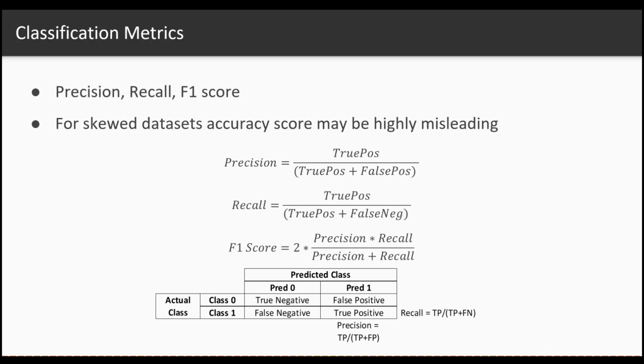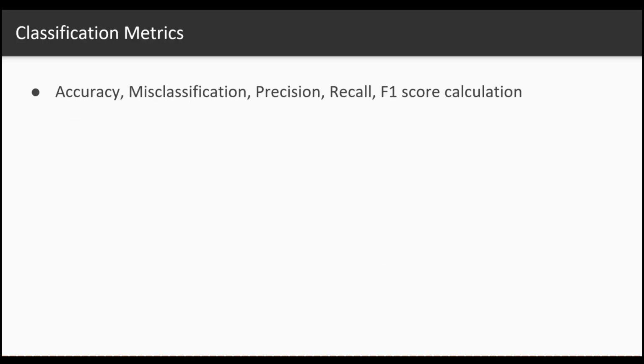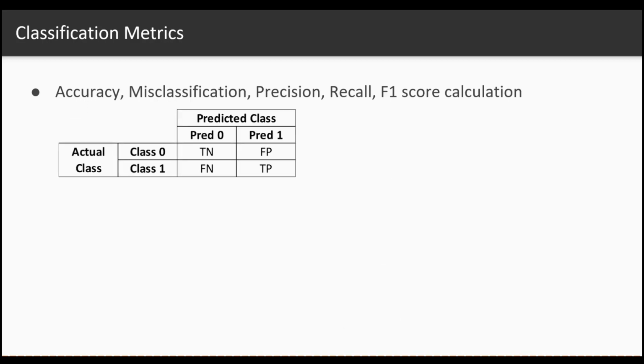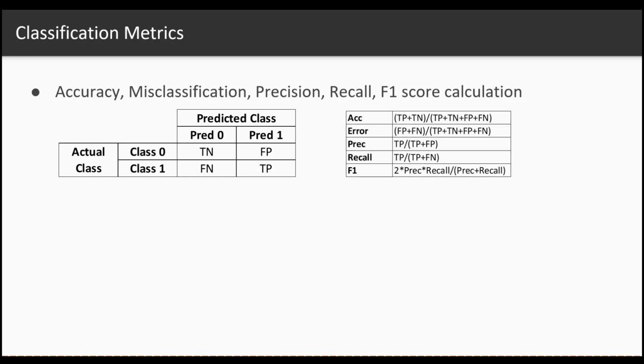And those are shown here. So recall is calculated by using this row here, and precision is calculated by using this column here. So, an example here. You've got a table, a confusion matrix like this. These are the labels, the true negative, false negative, and true positive labels, and this is how these metrics are calculated. So you've got the accuracy, the error, the precision, recall, and the F1 score, all shown here.